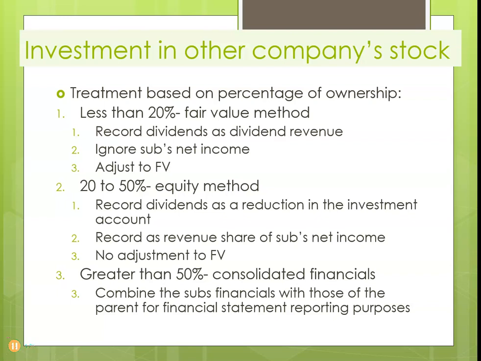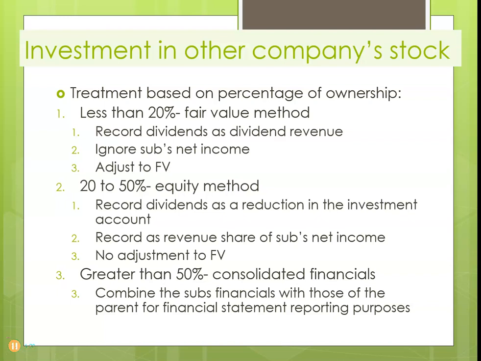Now, what happens if we own between 20 to 50%? Then we have to use what's called the equity method. Dividends end up being a reduction in the investment account, and we must record as income a share of the sub's net income. There is no adjustment to fair value unless we elect to use the fair value method. We have a one-time option of doing that.